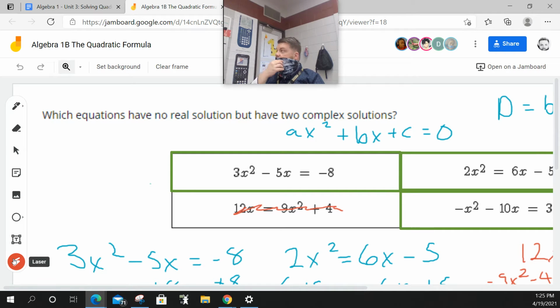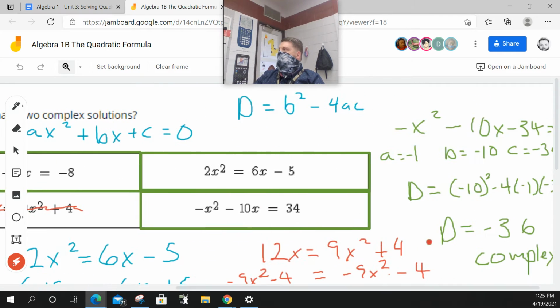All right, real quick. It says which equations have no real solution but have two complex solutions? Well, basically what we do is we want to make our equations look like this: ax squared plus bx plus c equals 0. Then we're going to find the discriminant based on the a, b, and c values. If that discriminant is negative, then it has complex solutions. And that's what they're asking for.